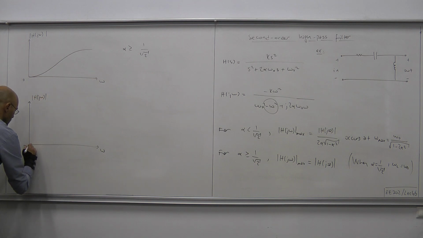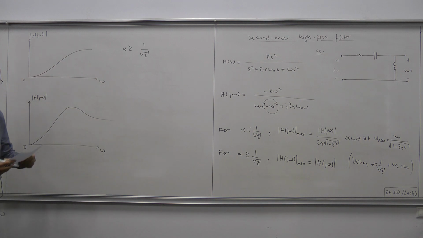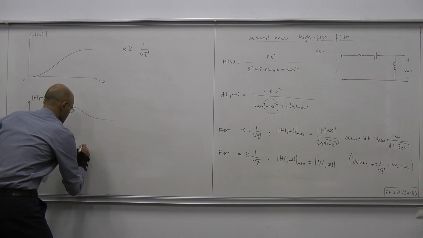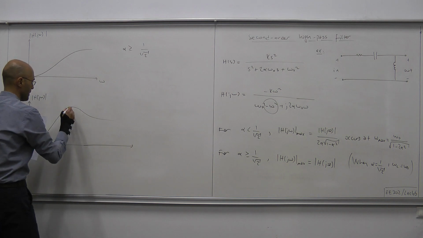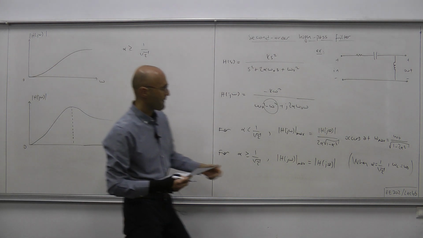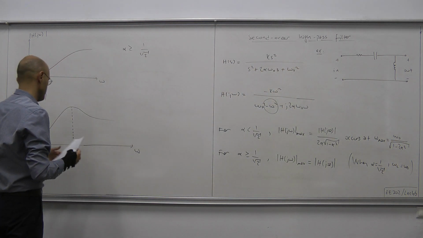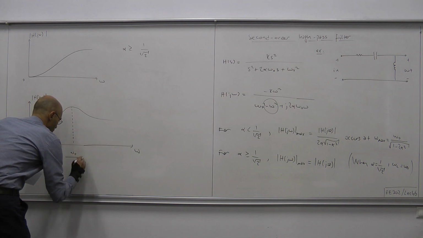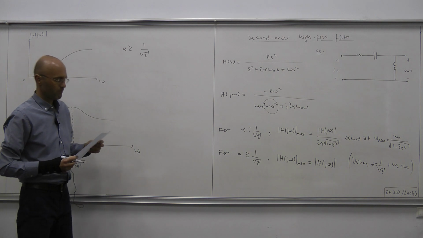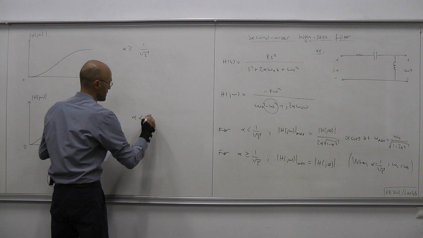Then all of a sudden the gain plot attains a bump, and that maximum is attained at omega 0 divided by that denominator, omega 0 over the square root of 1 minus 2 alpha squared. Okay, so this is the alpha less than 0.7 case.